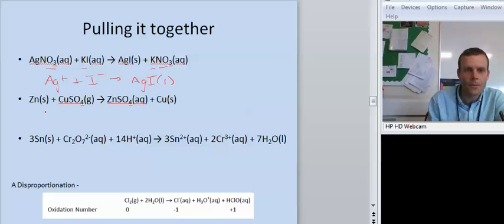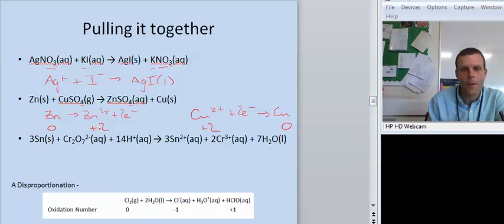Down here though, if I expand this again as we saw in a previous slide, I've got those two changes where my Zn was giving me Zn2+ and 2 electrons, and my copper ions were picking up electrons and forming copper. And you can see that that is going from 0 to +2, that's going from +2 to 0. That is an oxidation. This is a reduction.